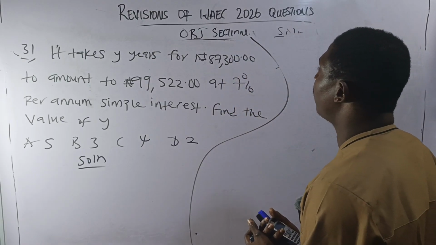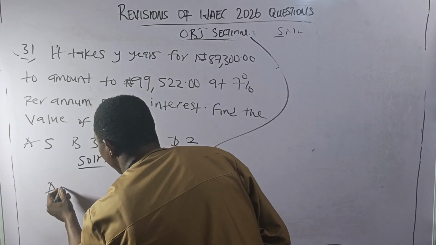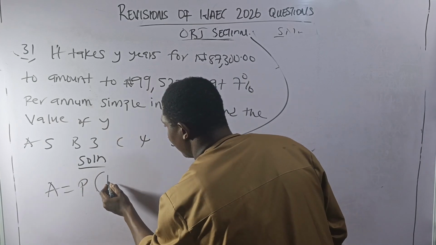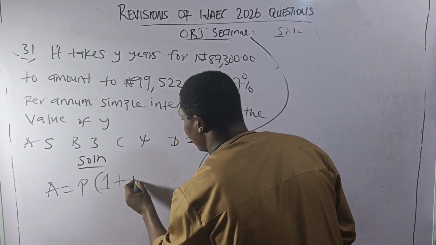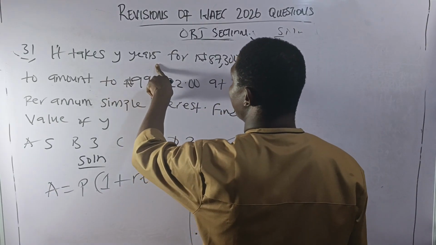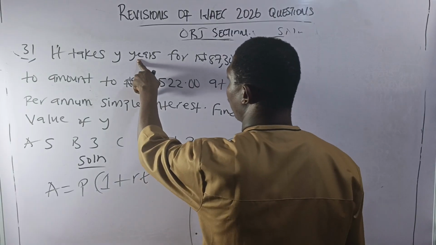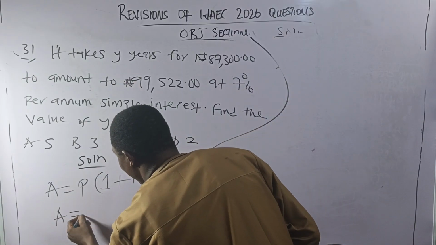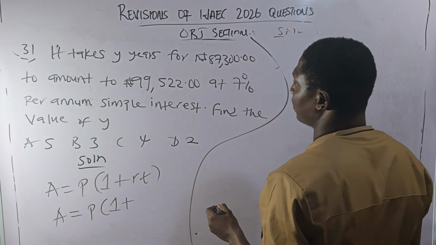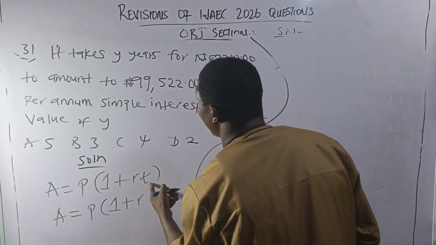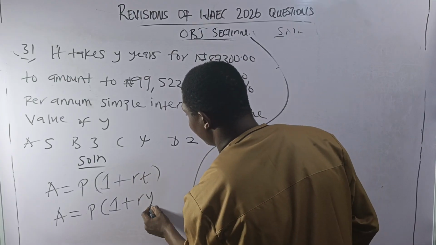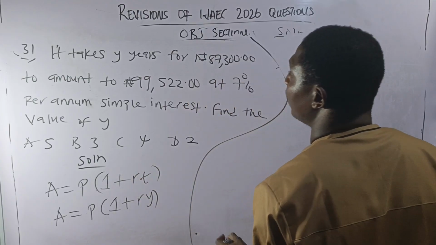Now, we have a formula that says amount is equals to principal in brackets 1 plus rate times time. Now, it takes Y years, so I'll replace my time with Y in years. So A equals to P brackets 1 plus my rate. What's my rate? And my time is represented by Y. So I'm good to go.